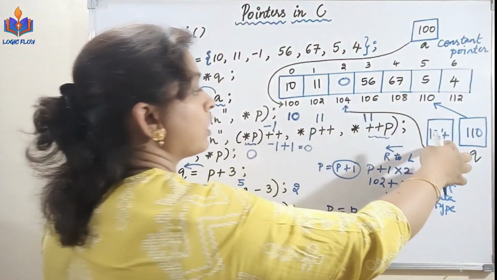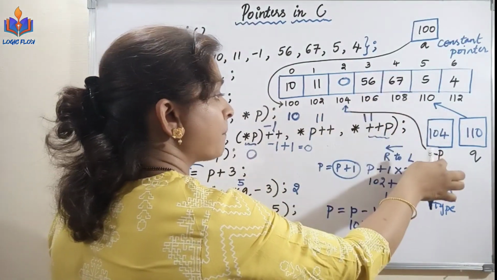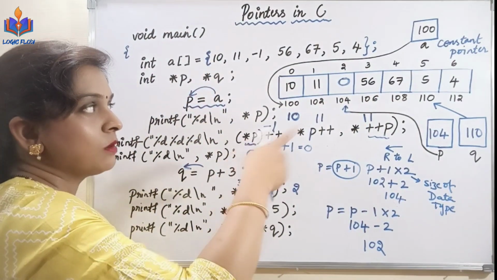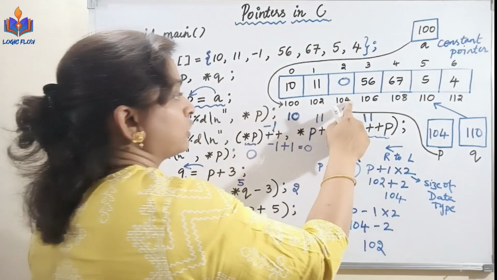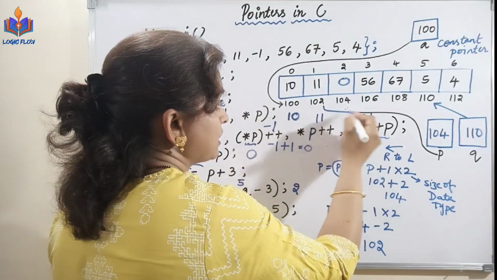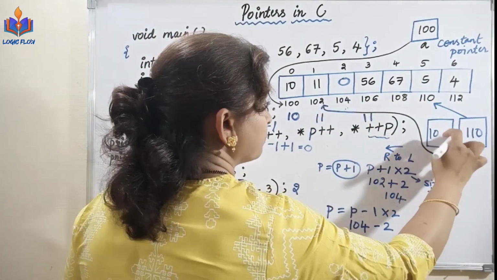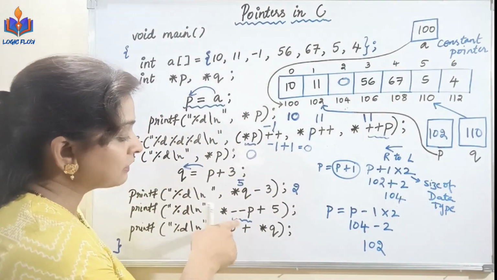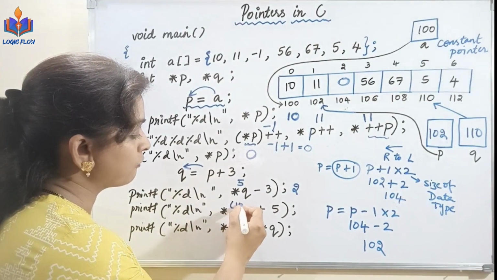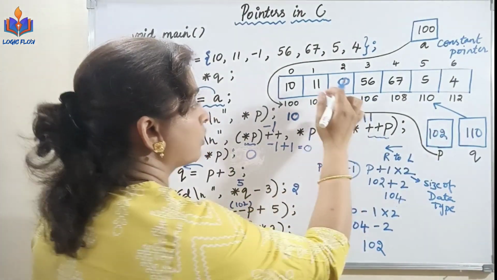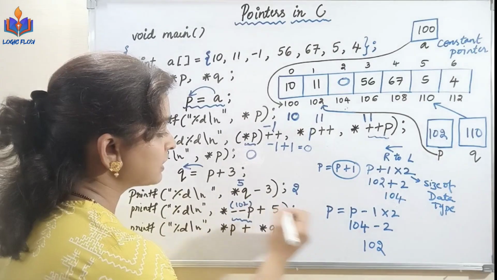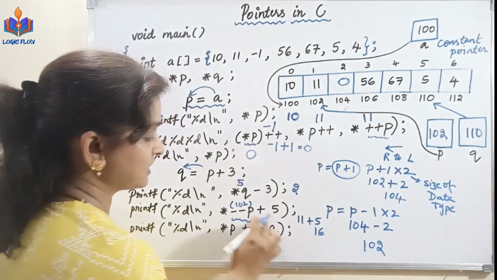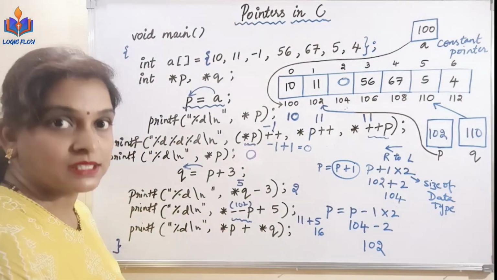So 104 is the pointer value. You have to move backward by 1 location, which means it has to point to this location. Now P is 102. Now the value at that 102, asterisk of 102, the value at 102 is 11. So it is 11 plus 5. What will be the answer? 16. So for this line my answer will be 16.